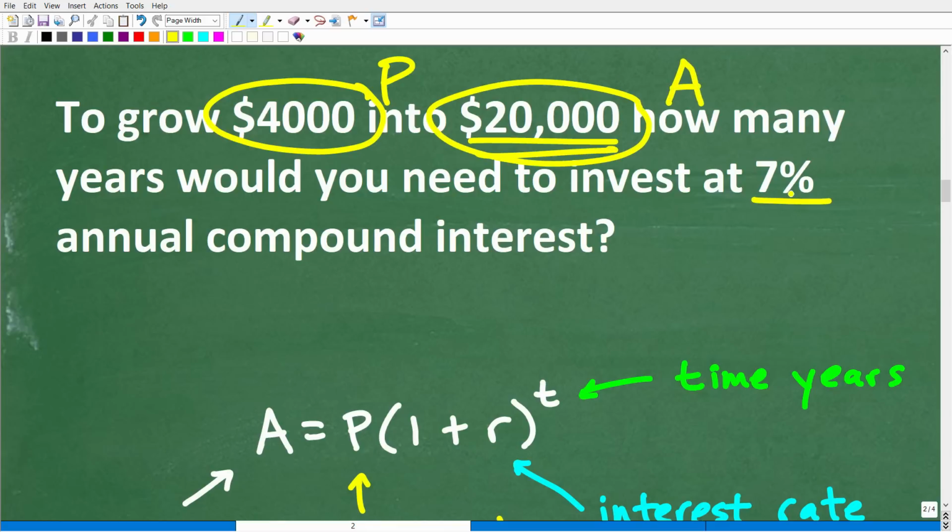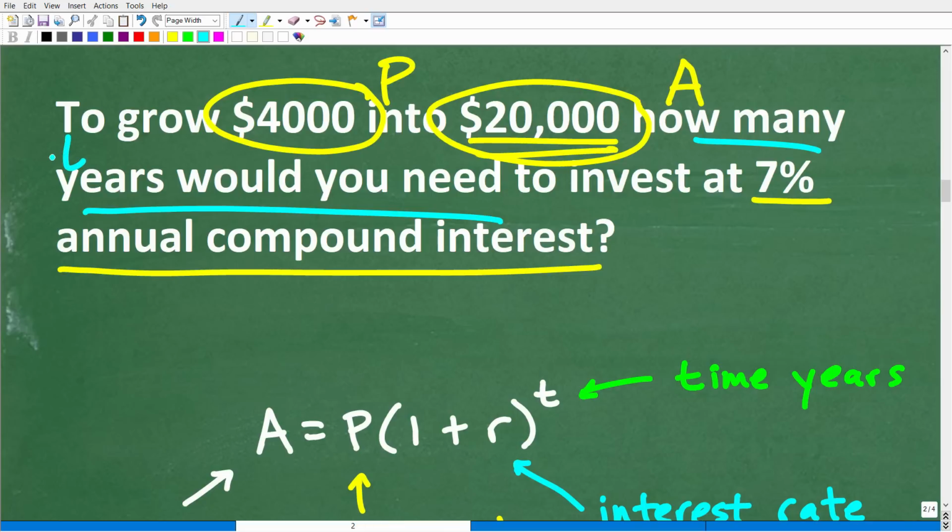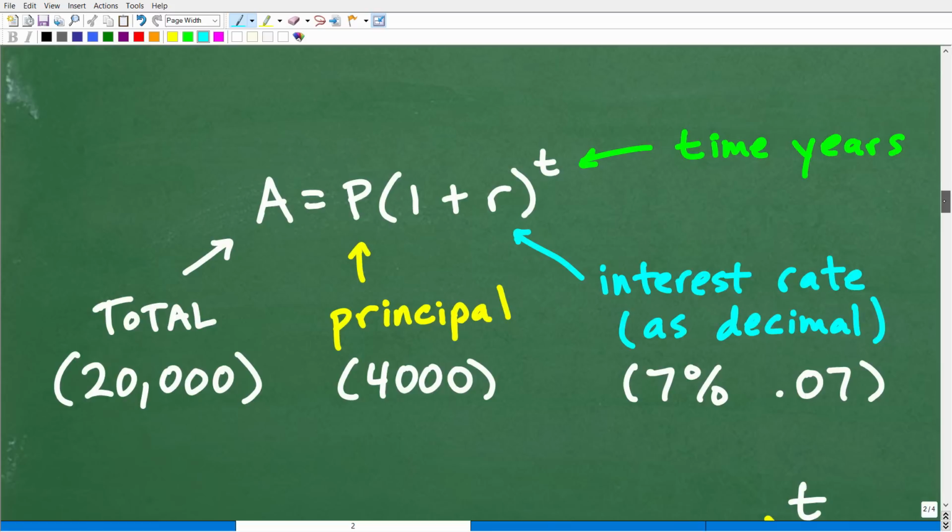And then, of course, our annual compound interest rate is 7%. So the question is what? How many years, right? So we're looking for this variable T. So let's plug all this information into the formula. It's going to look like this. Our A is $20,000, that's our total amount after investing this principal for a period of time. So our principal amount is $4,000.